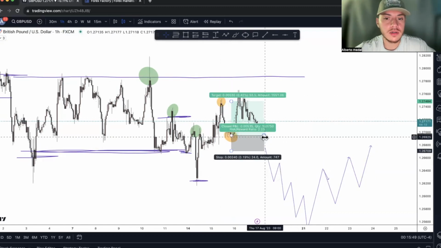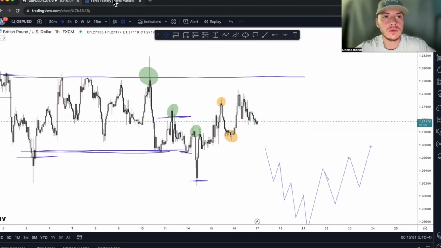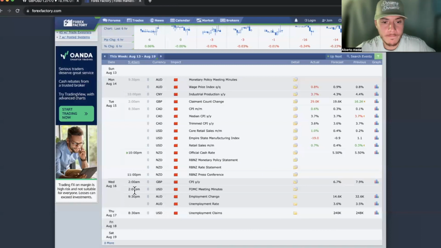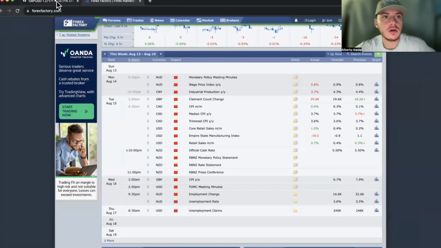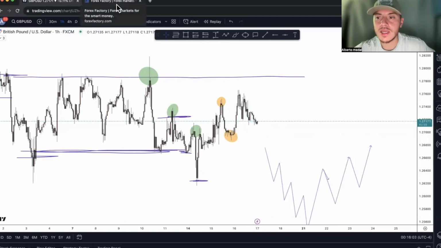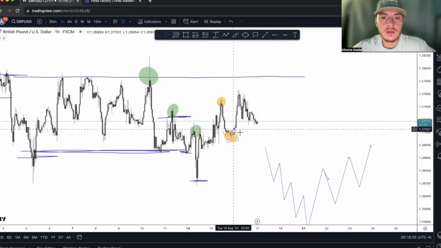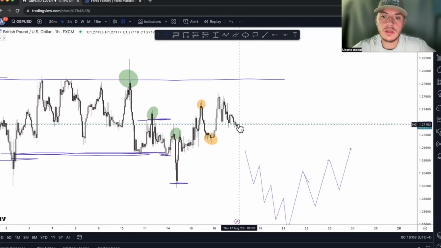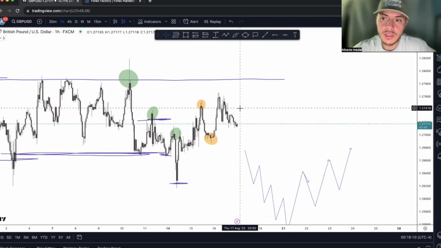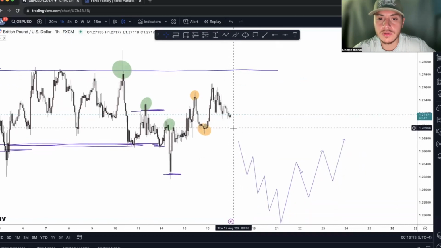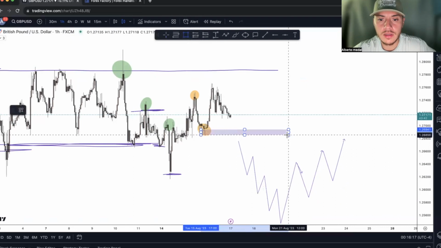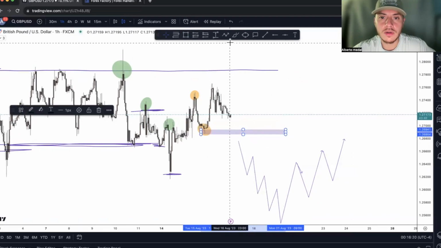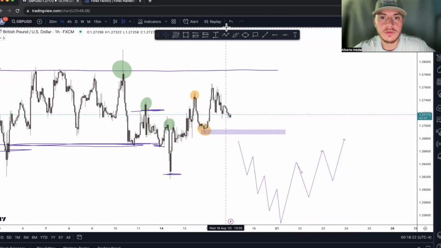And now here, there is some news that's happening. There's some GBP news. We got CPI that's going to be released at 2 a.m. So if it's good news, then we can continue to the upside. If it shows bad, then there's a slight chance that if we break below here, that is where I'll start shifting my analysis.